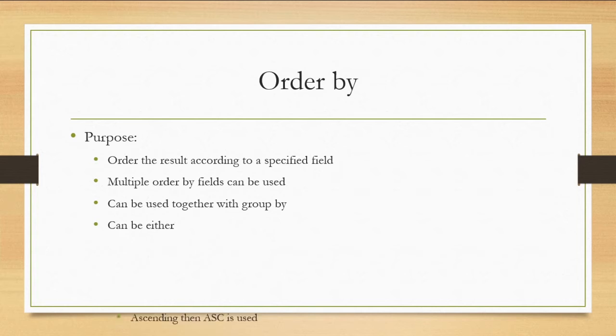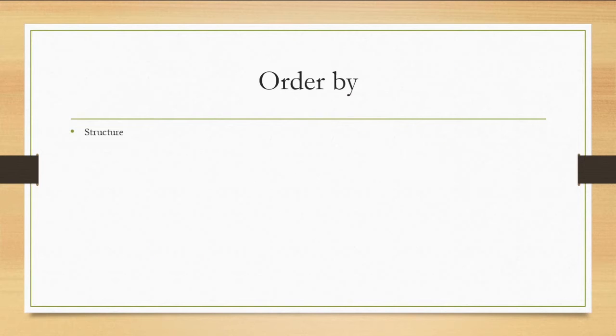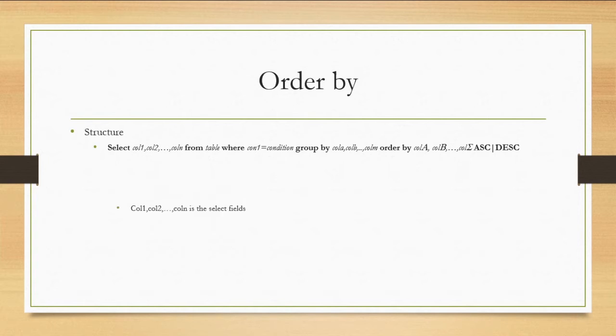Order by can be either ascending, then ASC is used, which is also the default, or descending, then DESC is used. Now, the structure. Select column 1 to column n from table where condition 1 equals condition, group by column A to column M, order by column alpha to column sigma, and then we specify ascending or descending.